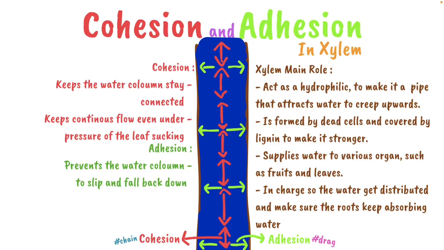They are in charge of distributing the water and making sure the roots keep absorbing water. Cohesion is pretty much like the chain, and adhesion is pretty much like the one dragging the water upwards.